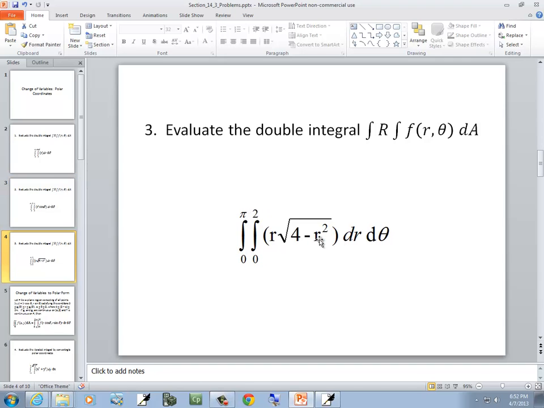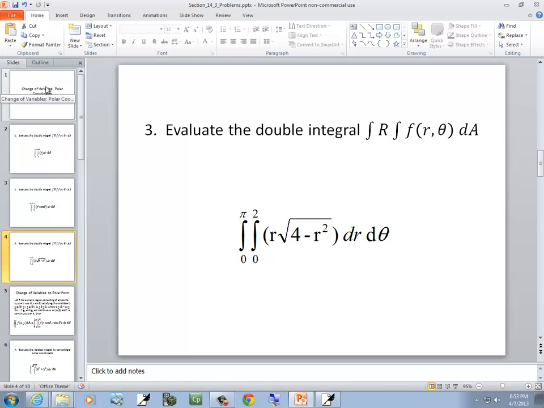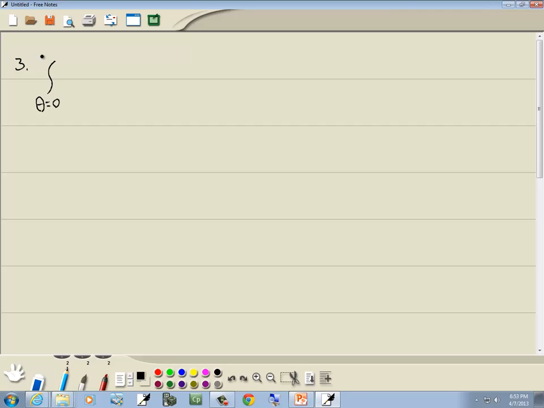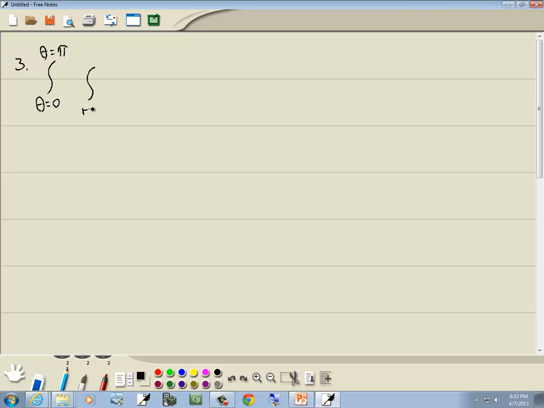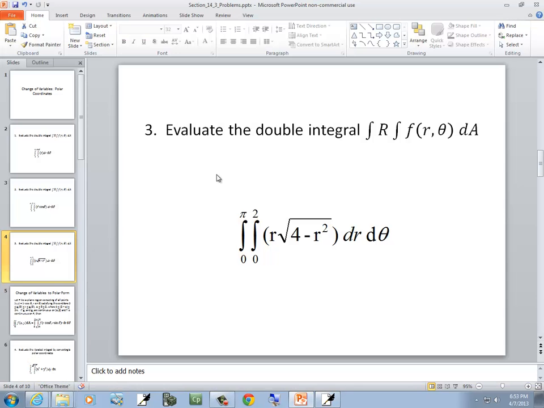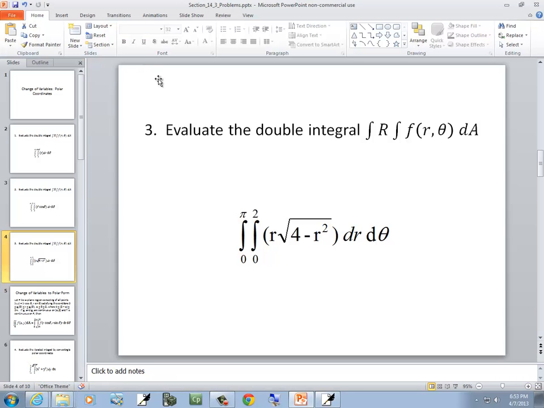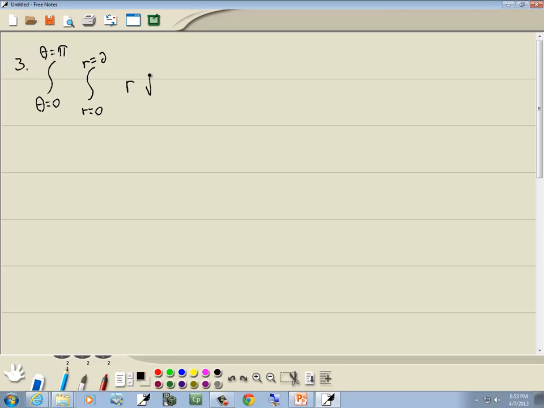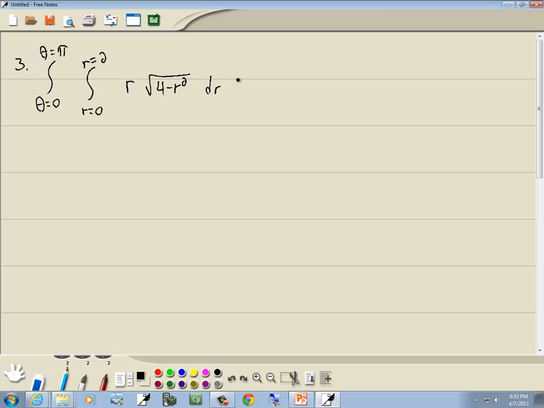And next one's another evaluate. So the outer one is theta again. So theta is equal to 0, theta is equal to pi. The inner one's r. R is equal to 0 to r is equal to 2. The reason I know that is because dr is inside, so this inner one is r's. And the d theta is on the outside, so the outer one's your thetas. I find you have less mistakes if you actually write it in this form. And then the square root of 4 minus r squared dr d theta.